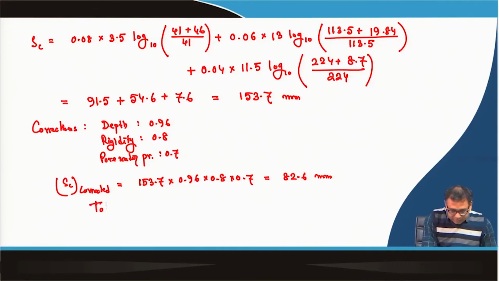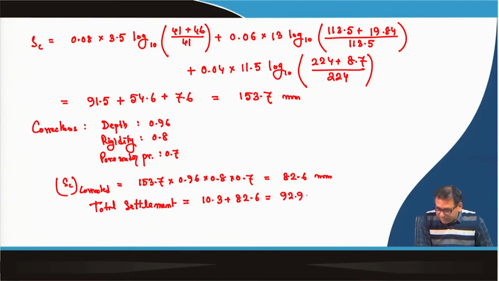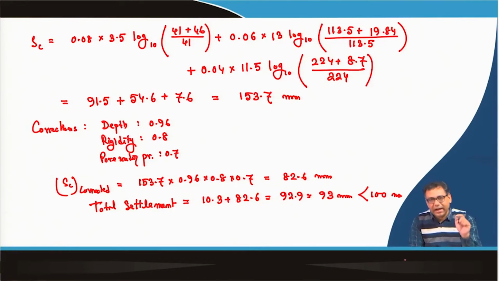So, total settlement considering consolidation and the immediate settlement, this will be 10.3 plus 82.6, that is equal to 92.9 or close to 93 millimeter, which is less than 100 millimeter, which is the permissible settlement as per IS code for wrap foundation resting on the plastic clay. Okay. So, that means it is safe.